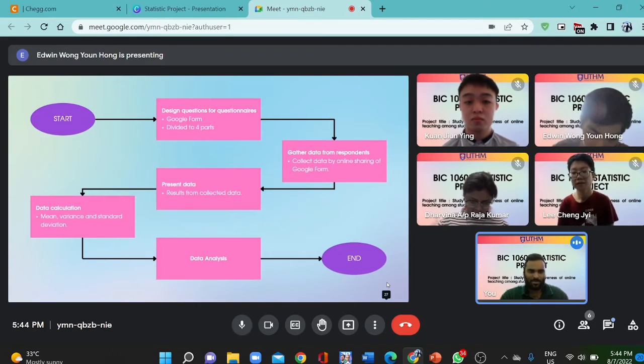The next part was presenting data. The data collected from the Google Form responses were presented in a graphical manner. The next part was data calculation. We calculated the mean, variance, and standard deviation. The next one was data analysis. Data analysis was done with the SPSS system to get an outcome from the responses that we got through Google Form. That is all from me.